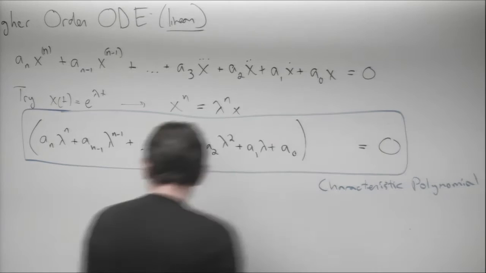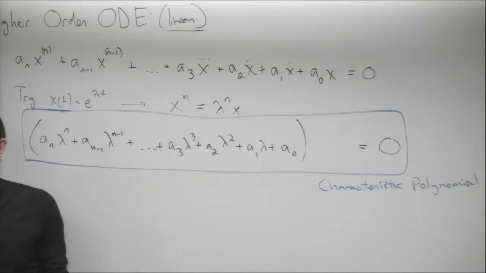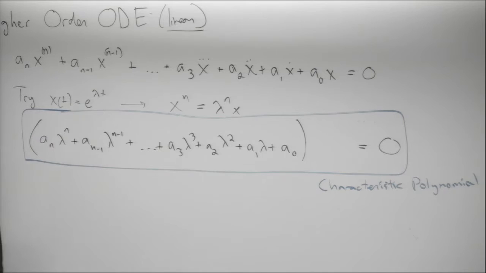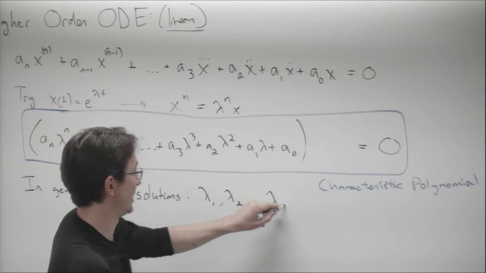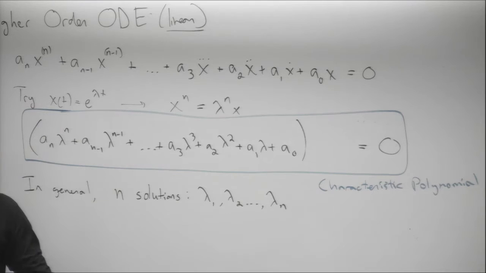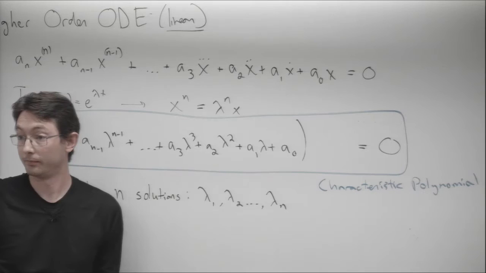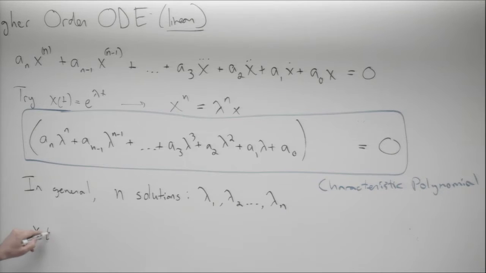Okay, so this is a big nth order polynomial. In general, I don't have a closed form solution. I have to solve this numerically. But there are, in general, n lambdas that will solve this equation. Okay, so in general, there will be n solutions and I'm going to call them lambda 1, lambda 2, dot, dot, dot, all the way up to lambda n. Okay, there's going to be n numbers that solve this equation. They might be complex, there might be repeated eigenvalues, but there's going to be n of them, n roots of this polynomial. Okay?